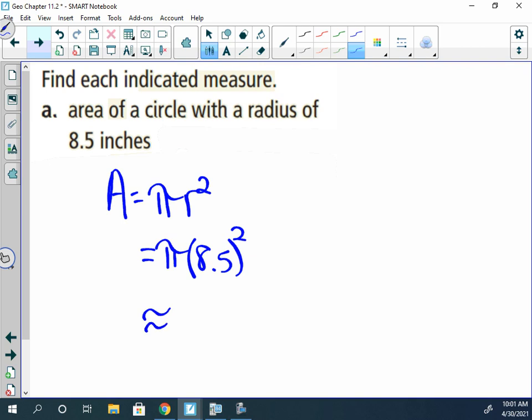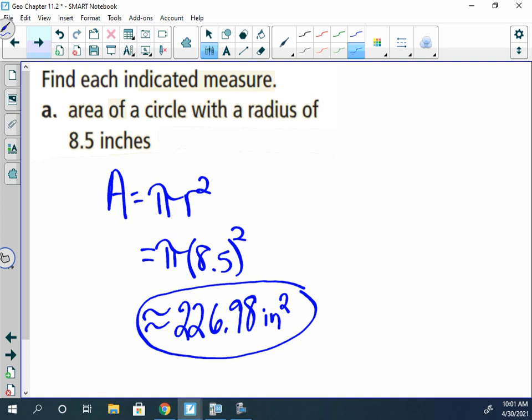which again is going to be approximately 226.98 inches squared. So for the most part, we can just type this into the calculator.